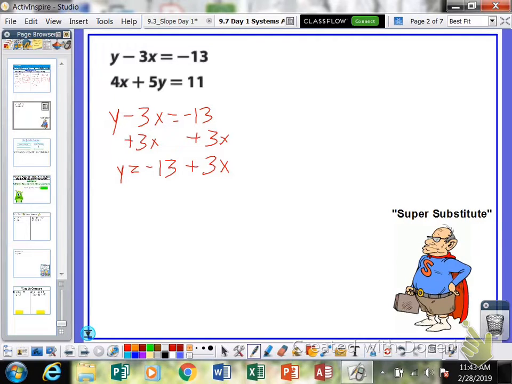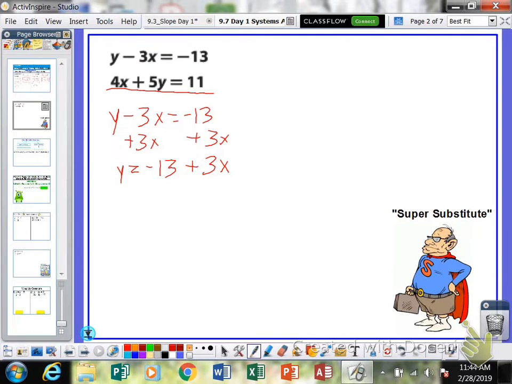Rather than substitute in just a single value, I'm going to substitute negative 13 plus 3x in for y in my second equation. Okay, we can't substitute that into our first equation. Our first equation is the one we just manipulated to find what y is equal to. So we cannot substitute negative 13 plus 3x into our first equation. We want to substitute it in for y in our second equation. And our second equation is this one here, 4x plus 5y equals 11.